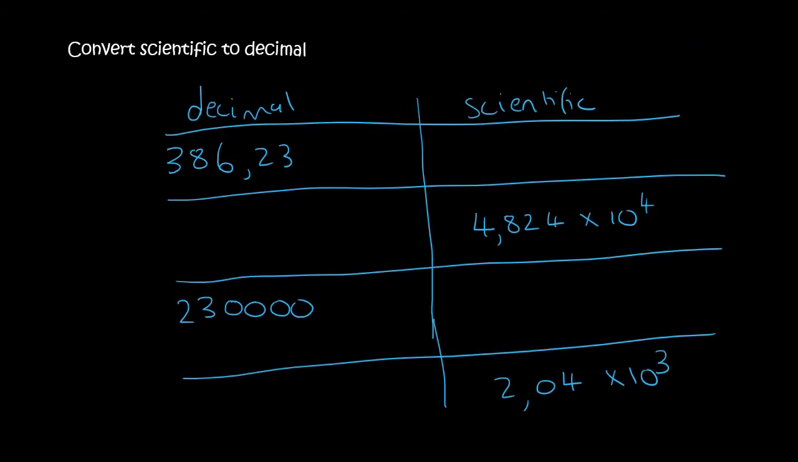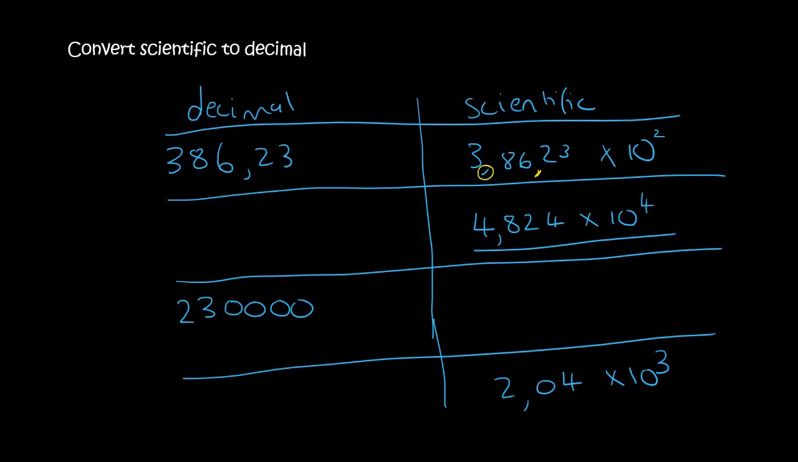So here we go. Maybe you want to pause this video and see if you can do this yourself. I've given you the decimal for some of them, and then you have to find the scientific, and sometimes I give you the scientific, and then you need to find the decimal. Here I've given you the decimal for the first one, and so in scientific you would write 3,8623 times 10. Now our decimal has moved from between the 6 and the 2 to between the 3 and the 8. So we'll say times 10 to the power of 2 because it's moved 2 decimal places.